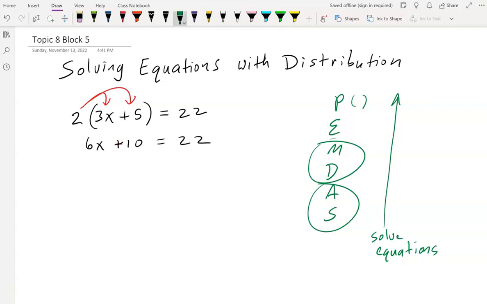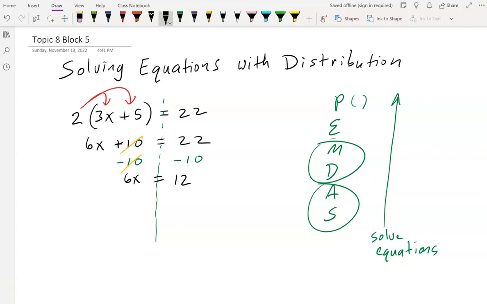So we are going to undo the addition of 10 by subtracting 10. And we have to do that to both sides of the equation to make sure that our equation stays balanced, because we have to make sure that we do the exact same thing on both sides of our equal sign. Okay, so positive 10 and negative 10 cancel each other out, leaving us with just 6x on this side of the equal sign, and 22 minus 10 is 12 on this side of the equal sign.